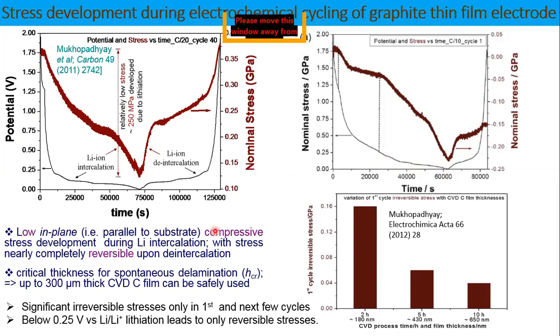Okay. So during the lithiation, compressive stress builds up, which is nearly 250 megapascal. And during delithiation, this entire stress gets released. Okay. So if you compare the scenario in the first cycle, which is on the left side, and the scenario after 40 cycles, you can see that the irreversible component in the stress is totally diminished.